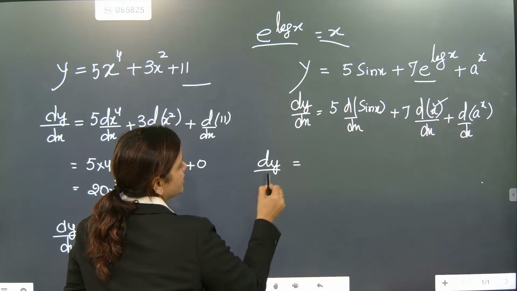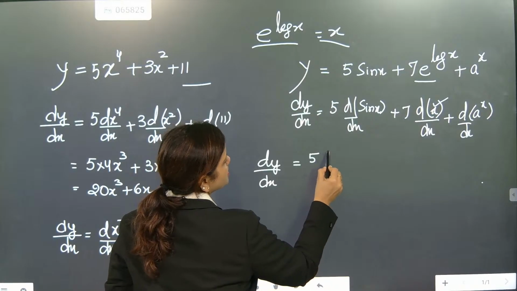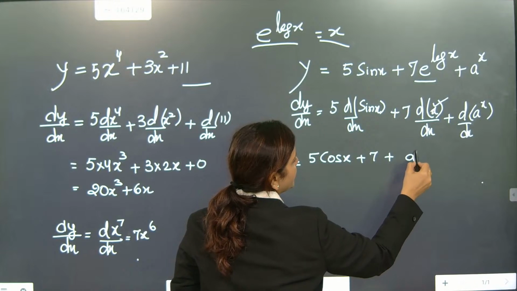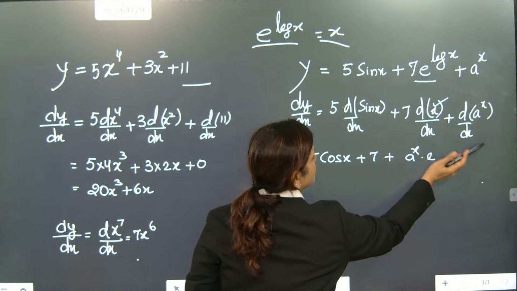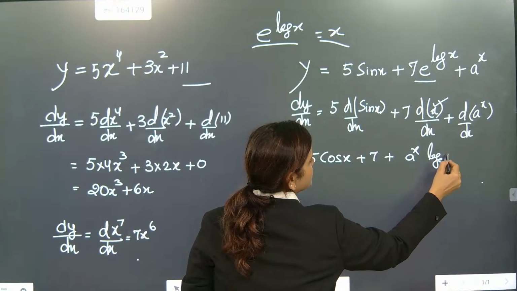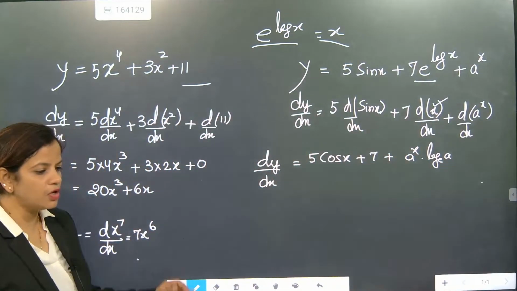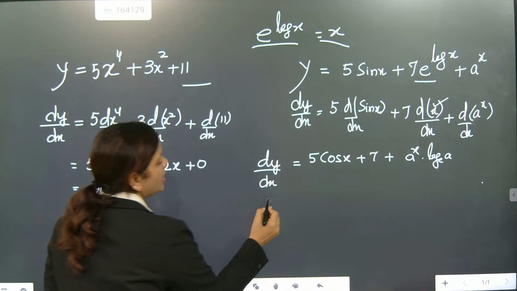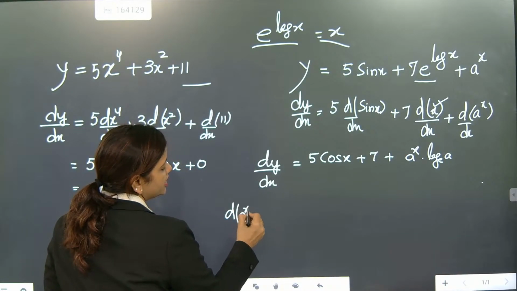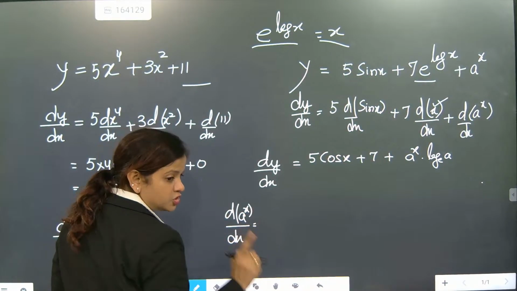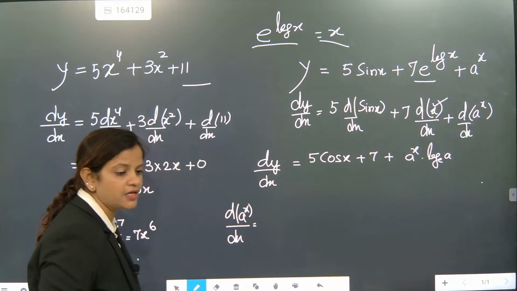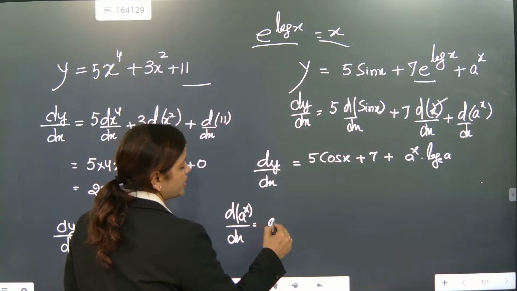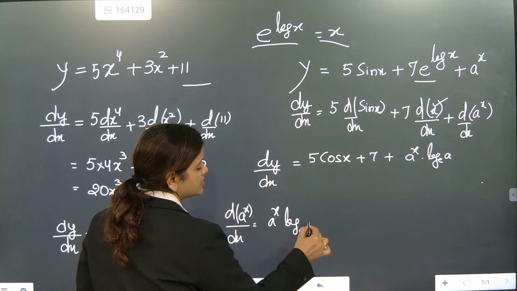Now dy by dx, this will become 5, sin x will become cos x, plus 7, plus a to the power x into log base e. This is exactly going to be your answer. How did this answer come? Because during first principle teaching, I taught you that when you differentiate a to the power x using first principle, the derivation comes. Remember this. So it will become a to the power x log base e.